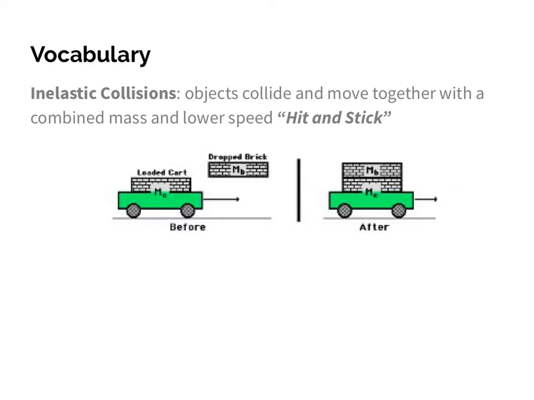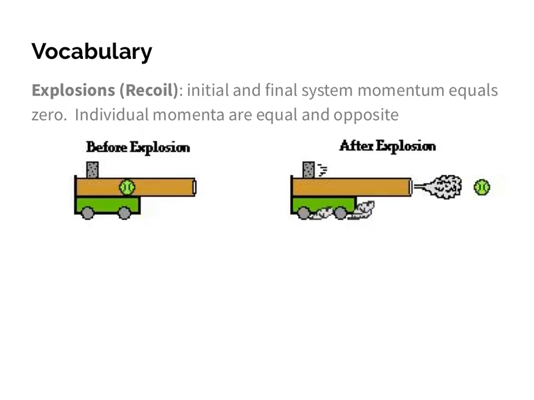The next type of collision is what's called an inelastic collision. This would be considered a hit and stick. Instead of bouncing, in- as a prefix means not elastic, so they're not going to bounce, which means they're going to collide and move together as one object. The last type of collision we have is what's called an explosion.